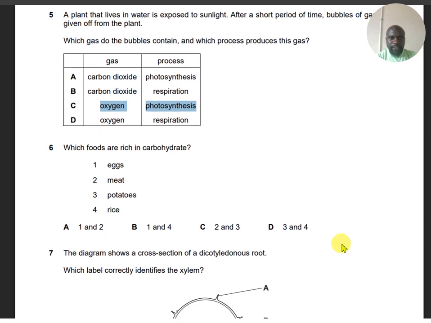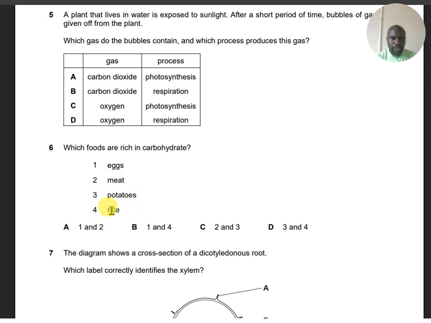Which foods are rich in carbohydrates? Grain foods, normally they are rich in carbohydrates. Let's check the answers. Eggs, these are rich in proteins. Meat, rich in proteins. Potatoes, they are rich in starch as well as carbohydrates. But number 6, also rice, this is a grain. So let us check the correct answers there.